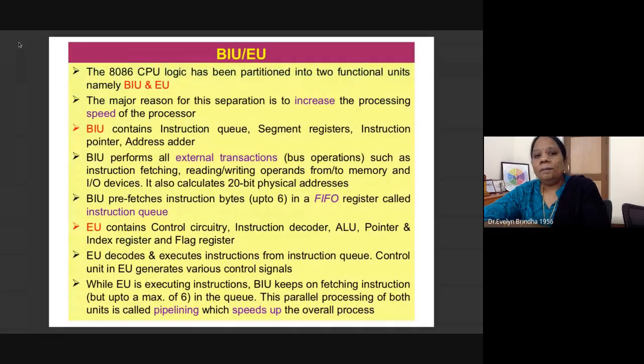Now BIU contains the following. It has an instruction queue. It's got some registers. It's got an instruction pointer and it's got an address adder. I'll tell you what all this is.